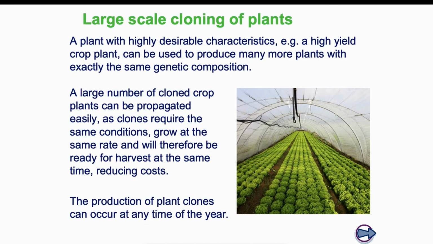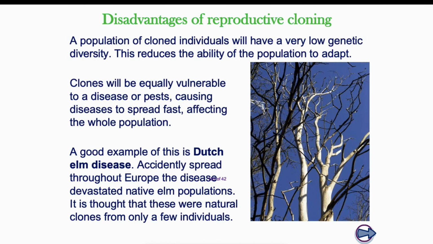Large-scale cloning of plants, as you see in the picture. A plant with highly desirable characteristics can produce many more plants with exactly the same genetic composition. The production of plant clones can occur at any time of the year. A disadvantage of reproductive cloning is that clones will be equally vulnerable to disease or pests, causing disease to spread very fast, affecting the whole population. And as you know, that is because they have the same traits.